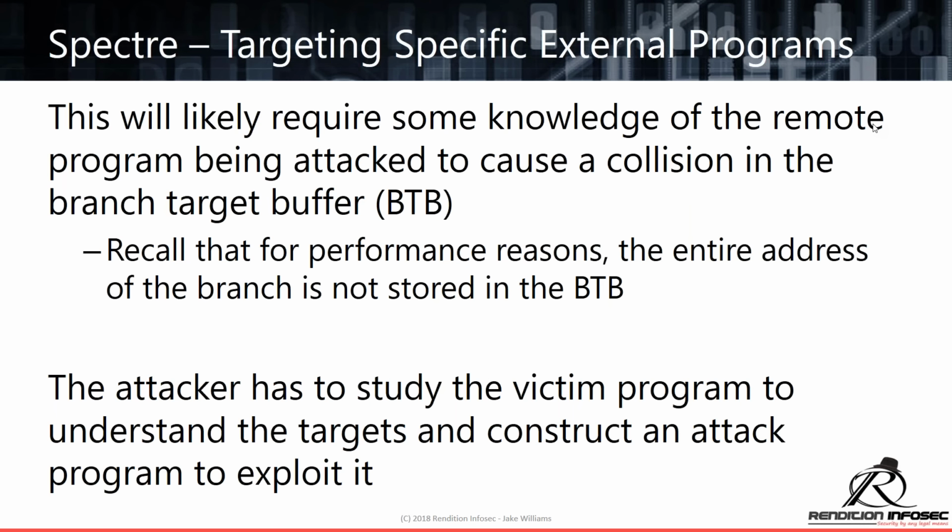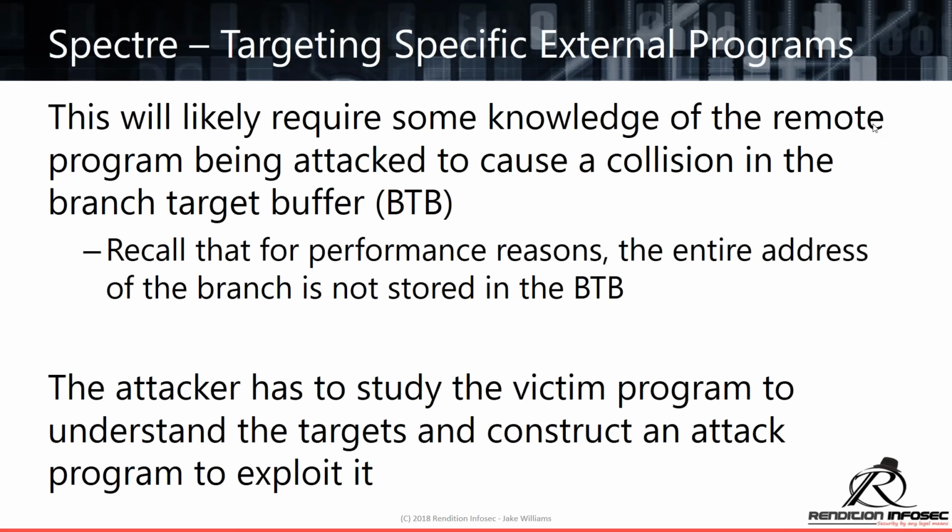And remember, for performance reasons, the entire address of the branch is not stored in the BTB. Well, in order for me to train the processor, I have to know which part of the address is stored in the BTB, and I have to put my branch at the same address as the branch in the other process running on a hyperthread. And if this sounds complicated, it is, right? We need intimate knowledge of that remote program. I say remote, but it's going to be on the same system. We have to know and understand how that target program is executing.